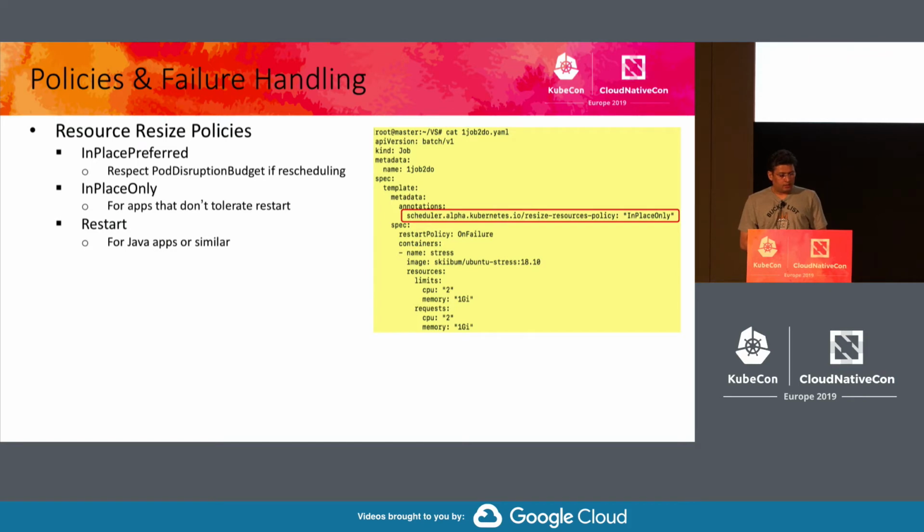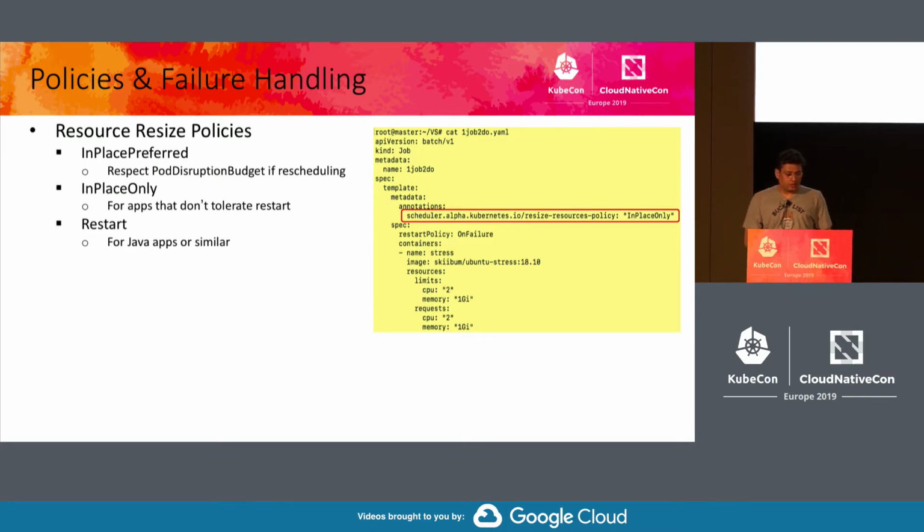We got requests for a certain degree of control from the users, and we came up with these policies. The in-place preferred policy, this is where you say, okay, if I cannot be resized to the requested capacity on that node, reschedule to a new node, and then I'll be fine. This is for when you have deployments, this would be the kind of scenario that you would look into.